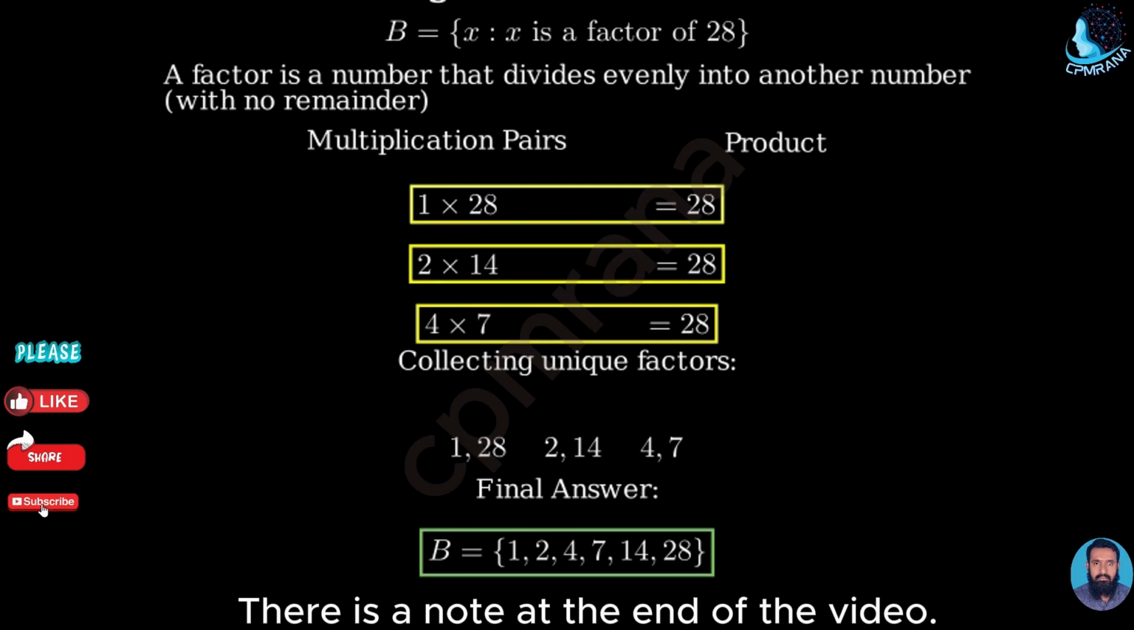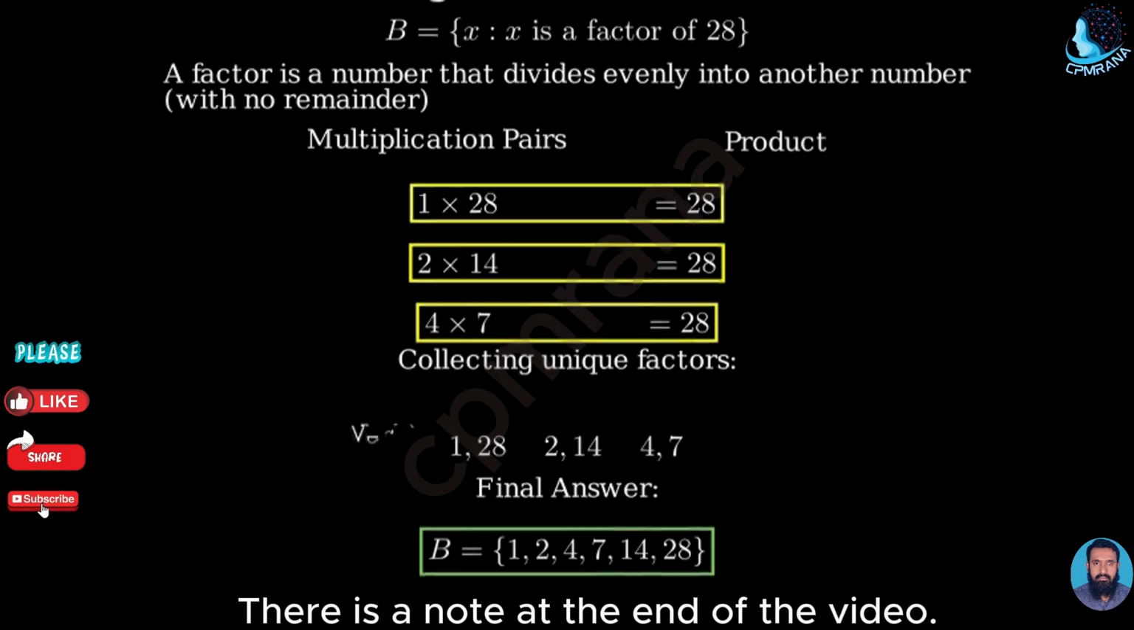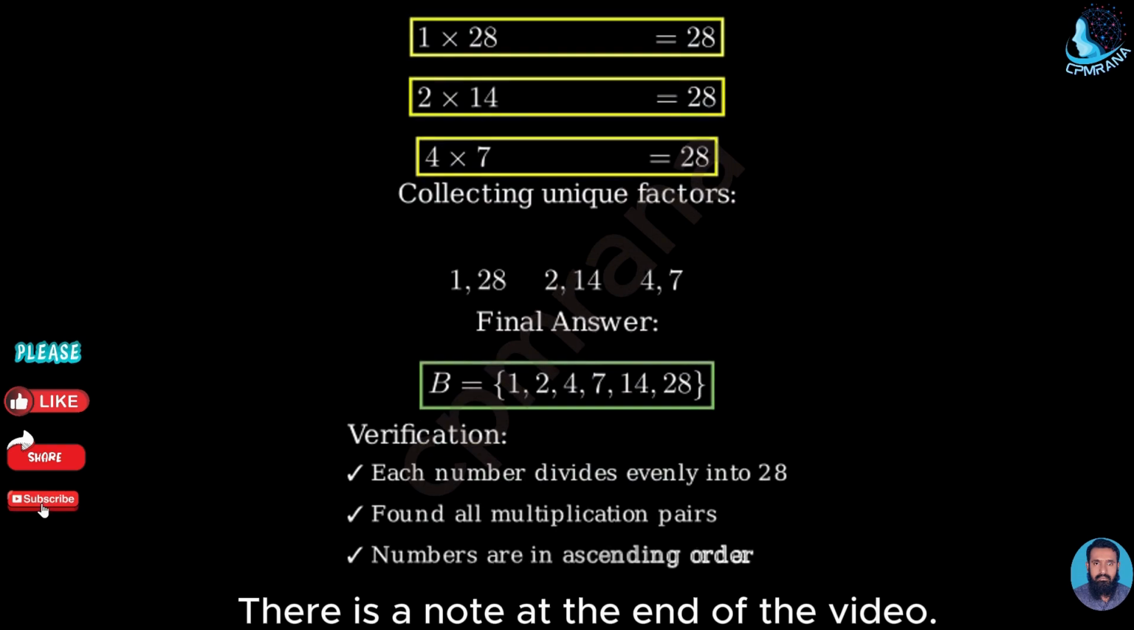Notice that we've written these numbers in ascending order, which is the conventional way to write sets in roster notation. To verify our answer, we can check that each of these numbers divides evenly into 28 and that we haven't missed any factors. We found all possible pairs of numbers that multiply to give us 28, so we can be confident that this is the complete set of factors.